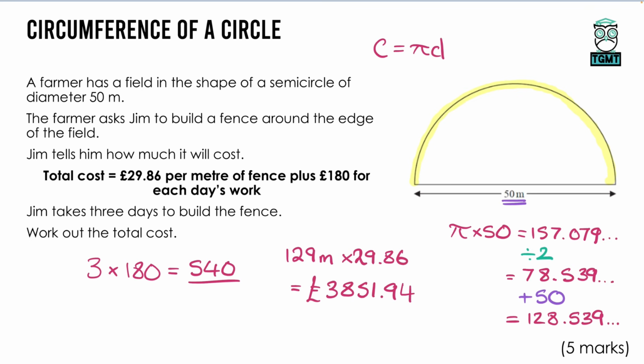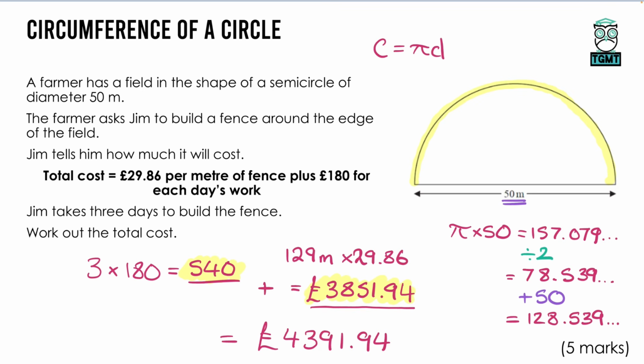Now, of course, the total cost will be the cost of the actual fence plus the cost for the work for each day, and that's 3 days of work. So we need to add those two together. So we'll add £540 to our answer, and that gives us a total cost here and a final answer of £4,391.94.